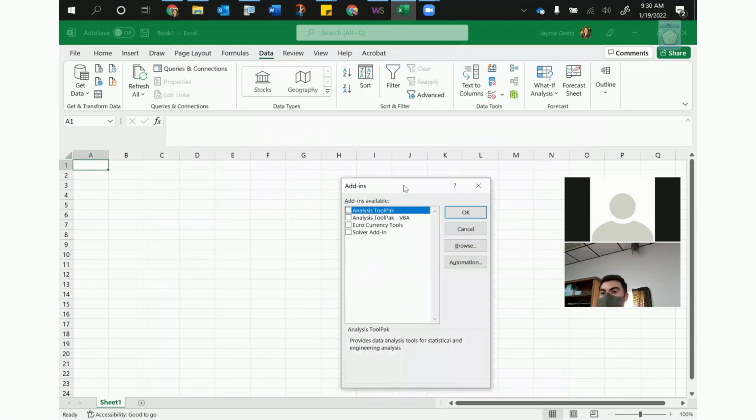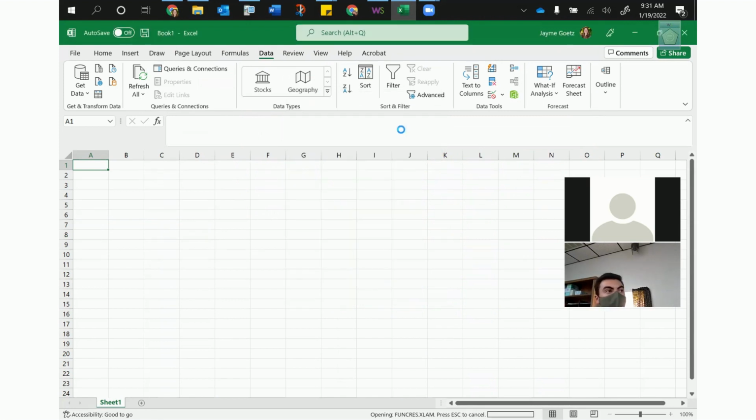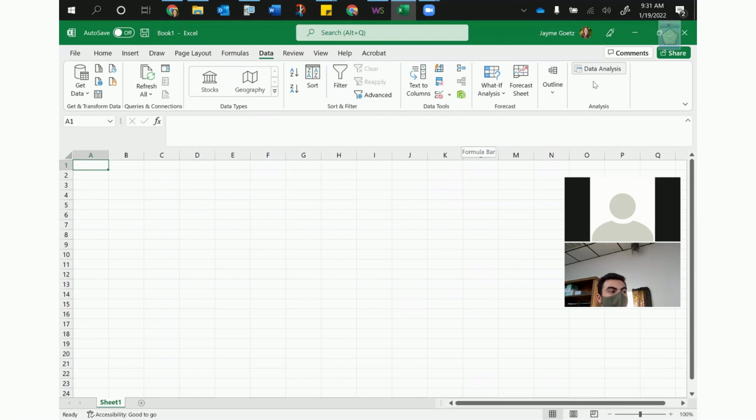And what that's going to do is bring up this little window. Now on this window, we only want the top one that says Analysis ToolPak. I don't want the one that says VBA. That means nothing to me. Just click on the box that says Analysis ToolPak, and then you're going to click OK. It's going to think for a minute, and then that should bring up the Data Analysis button.